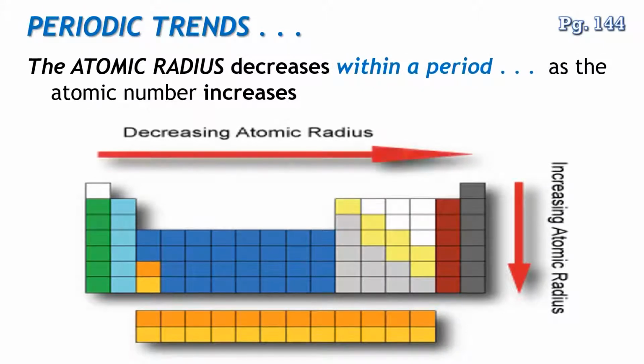At the same time, however, the atomic radius decreases within a period. That is, as you go left to right, it gets smaller. Now that's interesting because, of course, as you're going from left to right, the atomic number is increasing as well. And yet within the period, the radius gets smaller. What's going on?